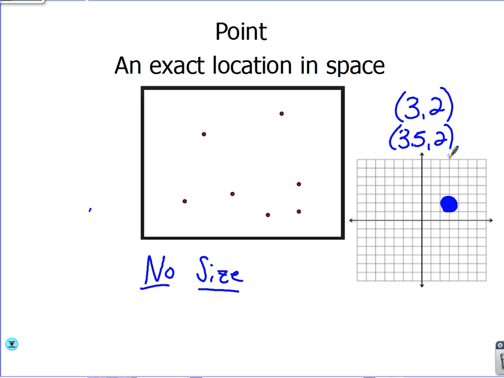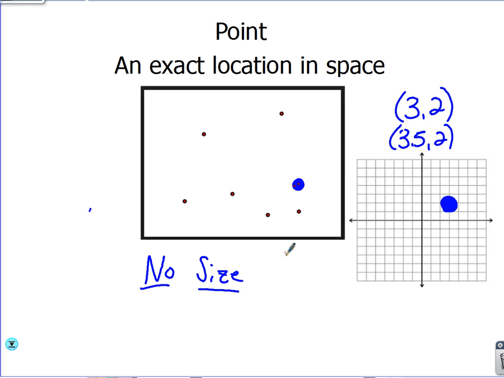A point is an exact location in space. If you do too big of a point, that's not an exact location. We use a dot because that's about the smallest thing we could use to represent a point. But what if I got an exact location here and an exact location here? Well, you just covered it with that single point. Okay, a point is an exact location in space. It has no size. Okay, a spot, a dot.